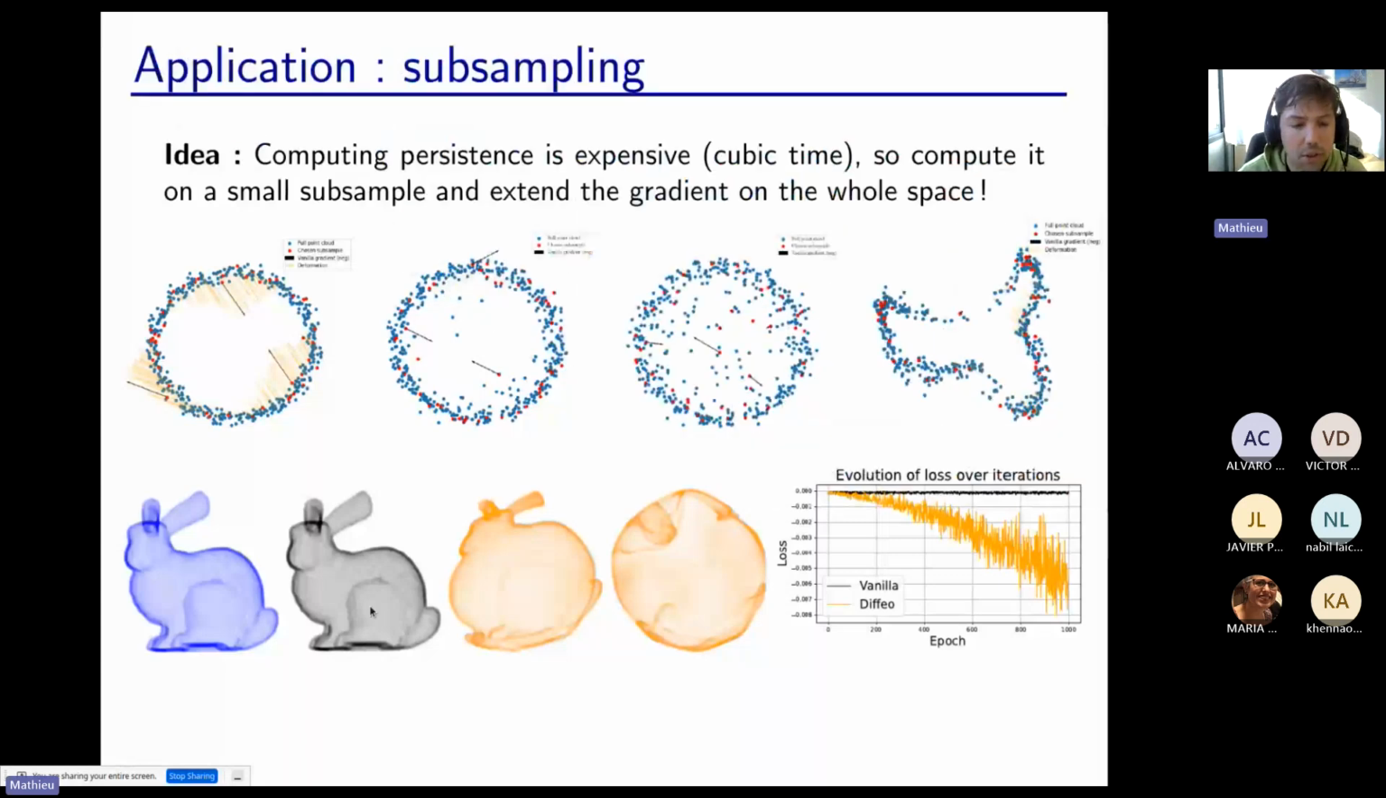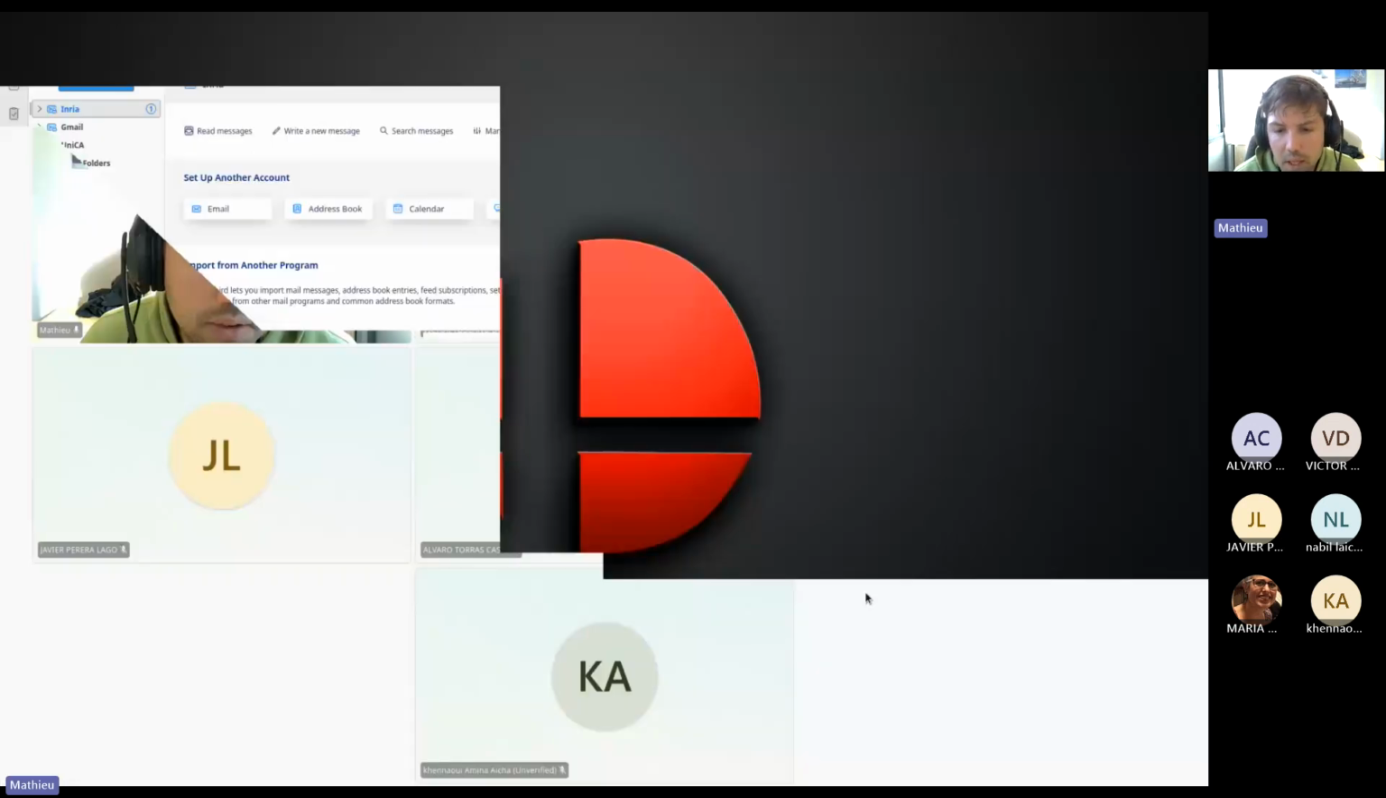Here's another example where I have a very large point cloud and I'm trying to optimize the size of the cavity inside the 3D shape. So I'm basically inflating this 3D shape. You see that if I use the original gradient descent scheme, where I just pick the critical points, first I have to subsample because I have far too many points to compute usual persistence.